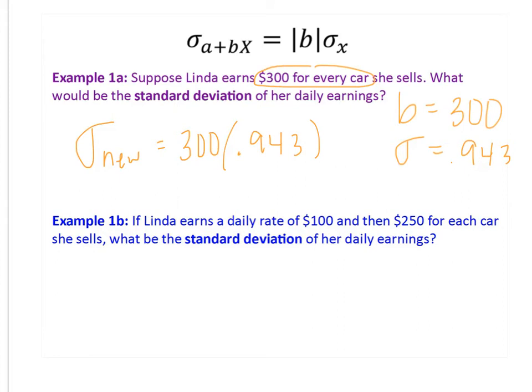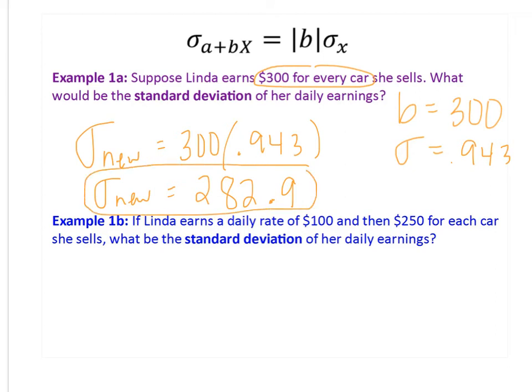So my new standard deviation is a lot bigger than it was. Now it's 282.9. That makes sense because now I'm talking about money, and money is going to have a much bigger spread than cars. So your standard deviation may jump up a lot, and that's okay. That's normal. So don't freak out if it's huge.